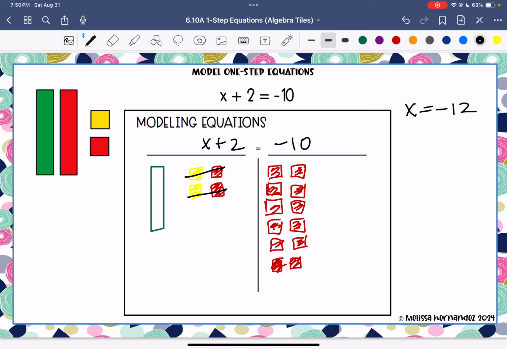If we did it correctly, we should be able to plug this back in, substitute the negative 12 for the variable, plus 2 equals negative 10. If it's right, the left equals the right. Well, negative 12 plus 2, if you're looking at it as a number line, you go down 12, you come back up 2, you end up at negative 10. So yes, it is correct. The left equals the right, and x does equal negative 12.